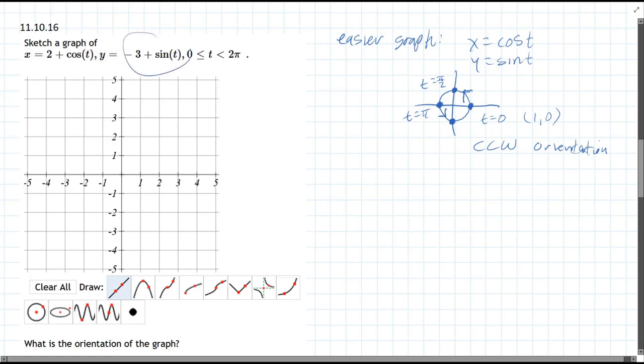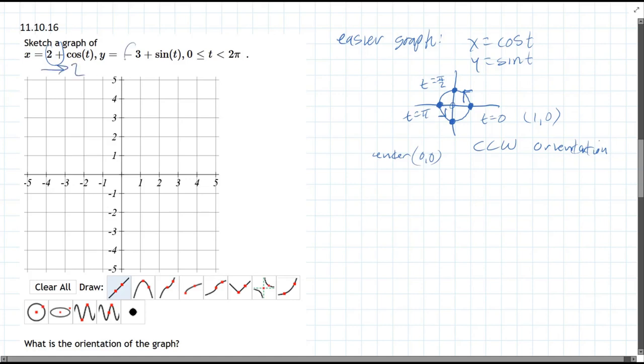Now, let's look at the ones we're actually supposed to graph. What's the difference? Well, x has a plus 2. So what's that going to do? It's going to take whatever the value of t is, and it's going to add 2 to it. So the circle we originally drew had a center of 0, 0. This new circle is going to be shifted 2 to the right.